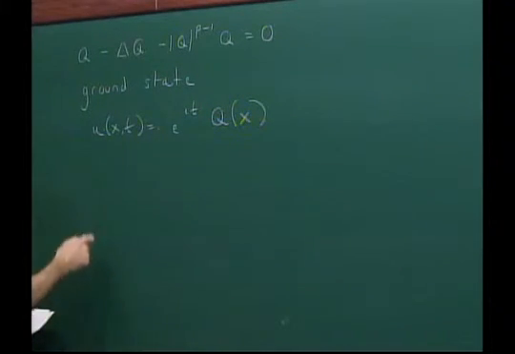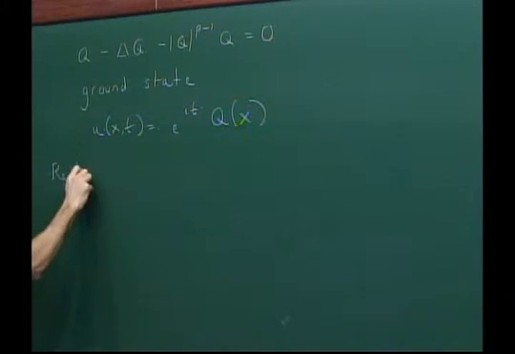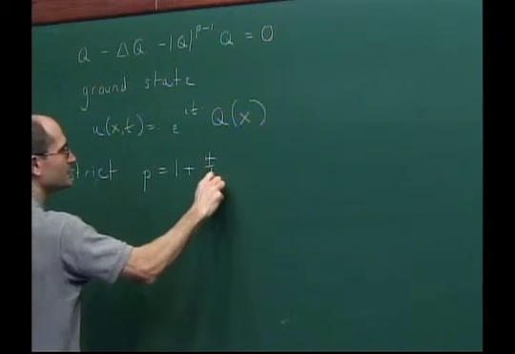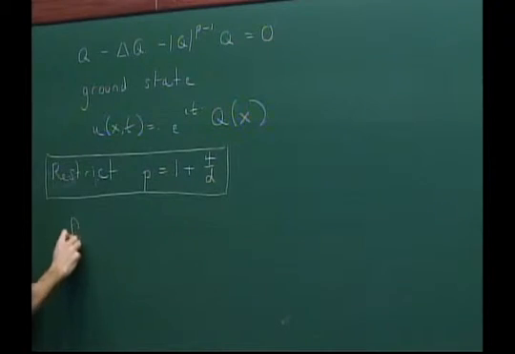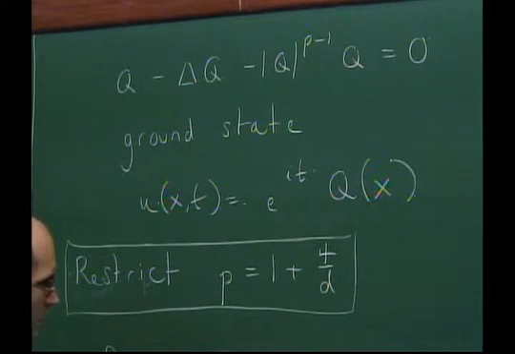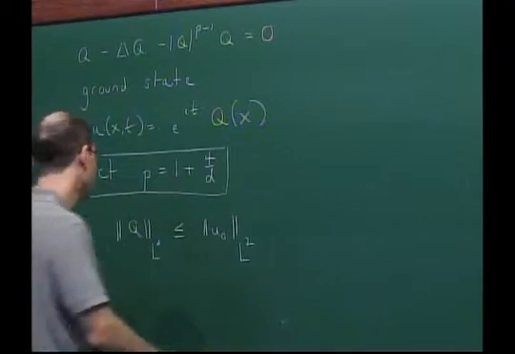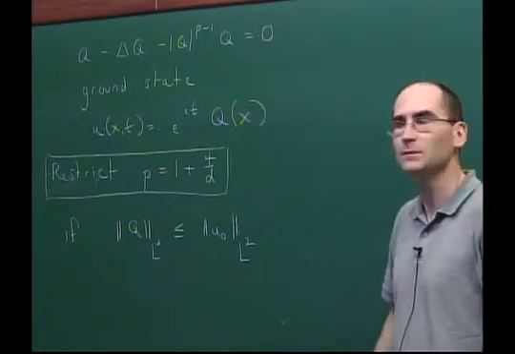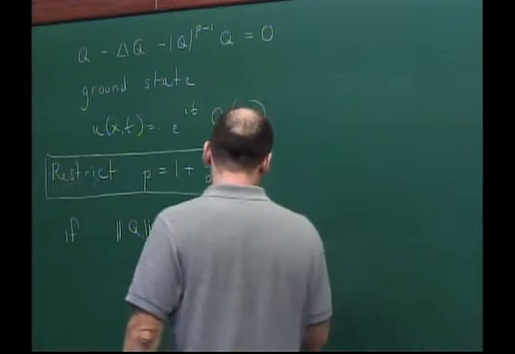So last time we showed, or at least we stated, that mostly today I'll just restrict to p equals 1 plus 4 over d, so that assumption is always in place. If we have initial data whose L2 norm exceeds or matches Q, then blow-up is possible. If the L2 norm is less than Q, then blow-up is not possible. That follows from the sharp Gagliardo-Nirenberg inequality and the conservation of energy.